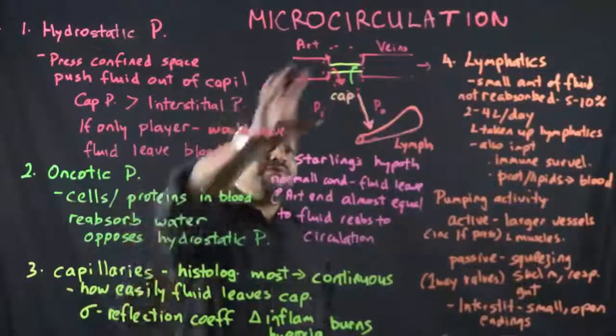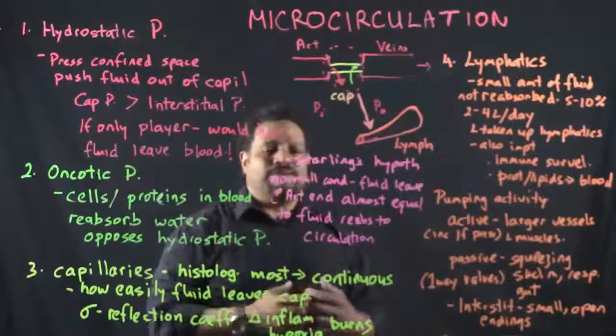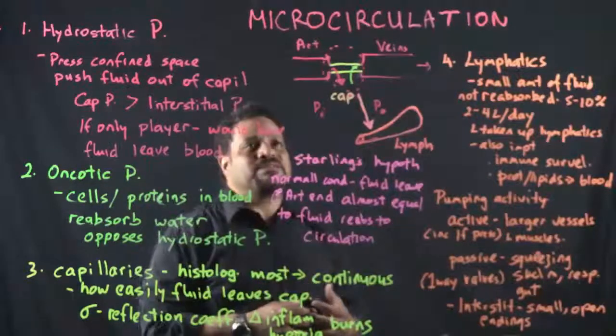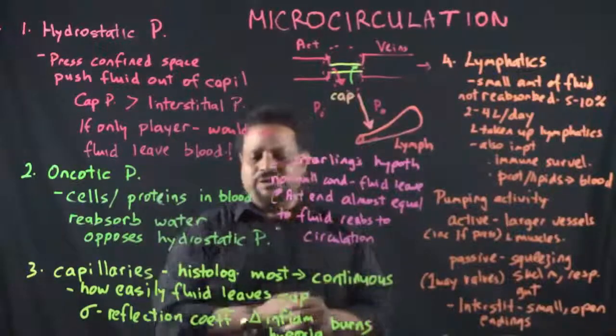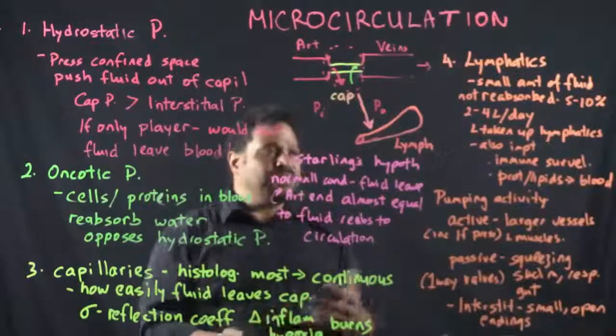The third one, we have capillaries in the yellow, and basically the amount of fluid that leaves the capillaries is a function of how easily the fluid can pass through the walls of the capillary, and that is the reflection coefficient, and it can be altered by inflammation, burns, and hypoxia.